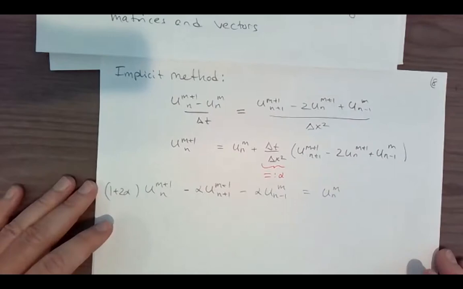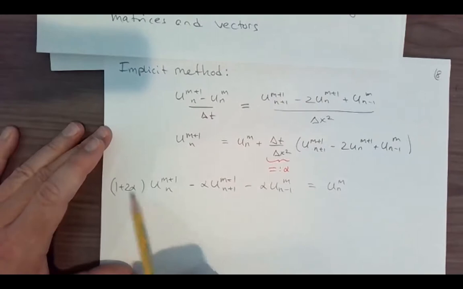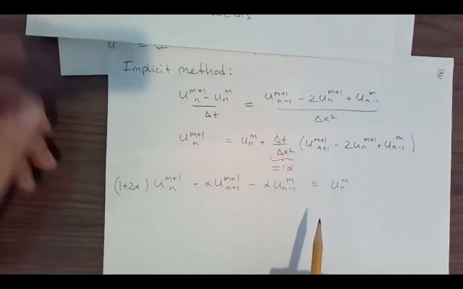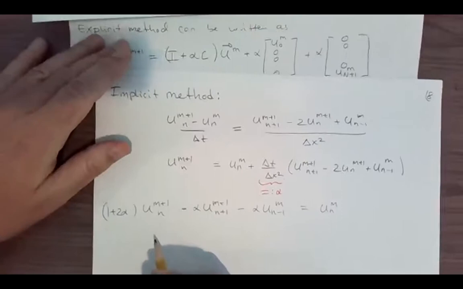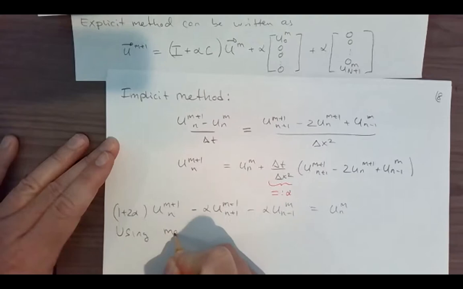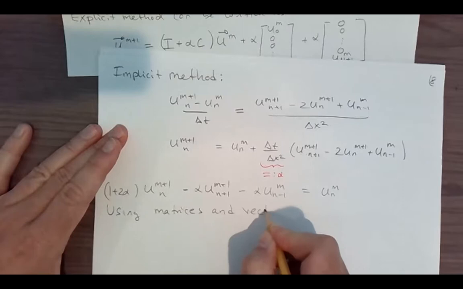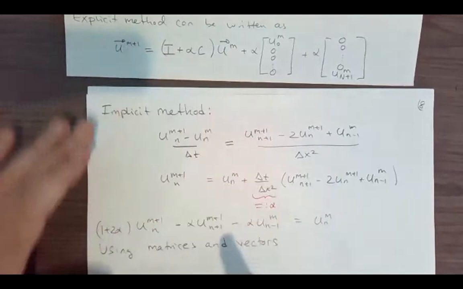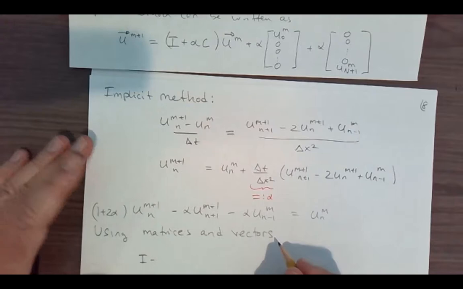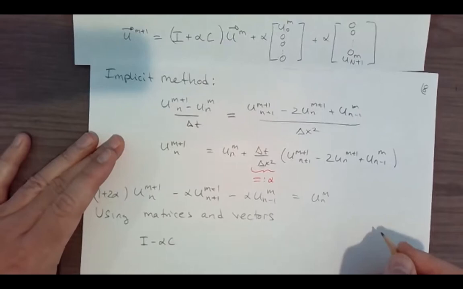How would we write it? Over here it has 1 plus 2 alpha. Before it was 1 minus 2 alpha. So let's move the stuff over to the right hand side. Using matrices and vectors, this thing here is now over there. I'll have I minus alpha C, and that would be my U^(m+1) vector.